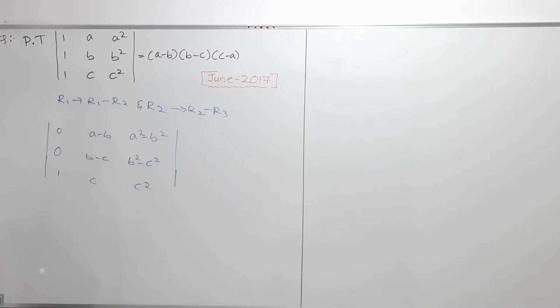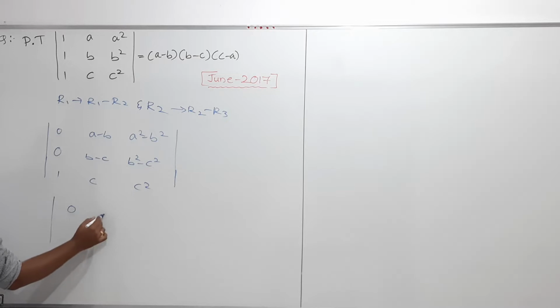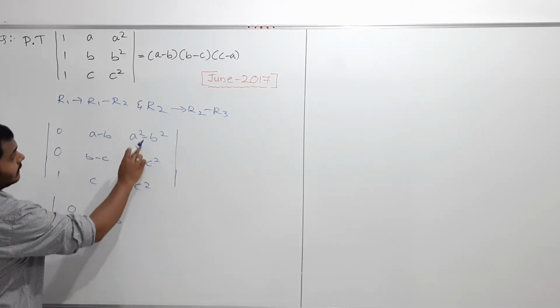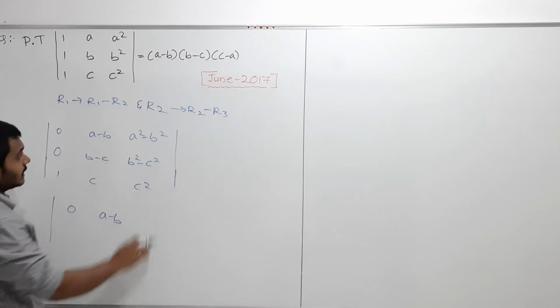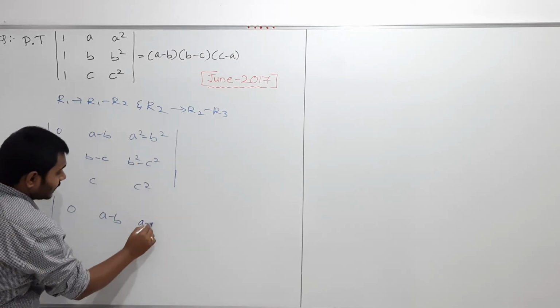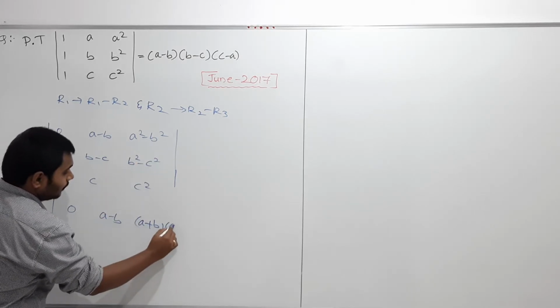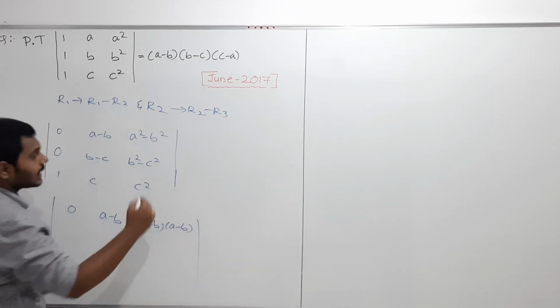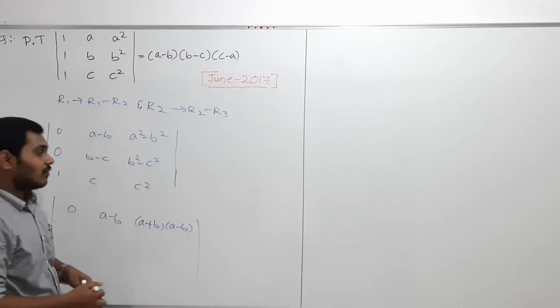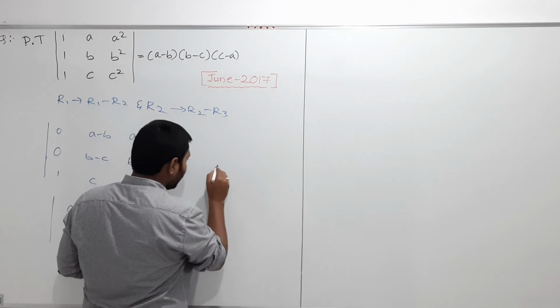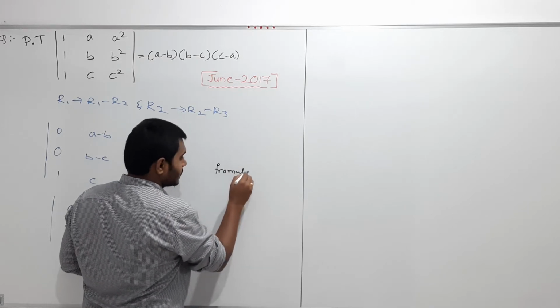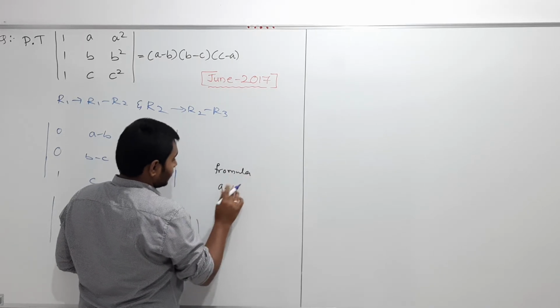Now I will write this further. Here it is 0, a minus b, and next a square minus b square. Can I write a square minus b square as (a plus b) into (a minus b)? I can write it because we have the formula. So what is the formula I have? The formula is like this.